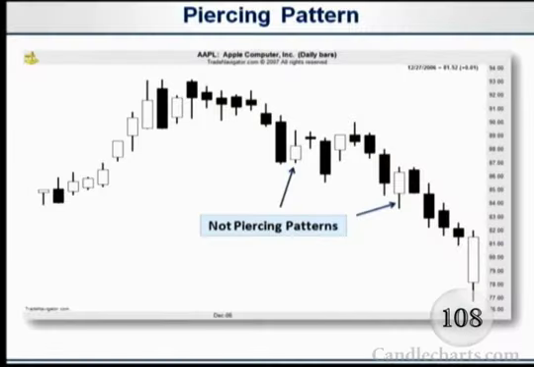So here we have a not piercing pattern. Why are they not piercing patterns? The bodies didn't get more than halfway into the black real body. It doesn't mean that just because of this the market's not going to rally, but the definition of a piercing pattern really has to be above the middle of the black real body.